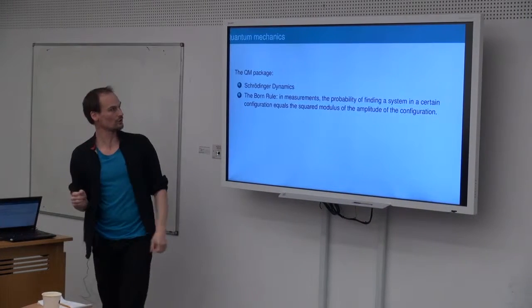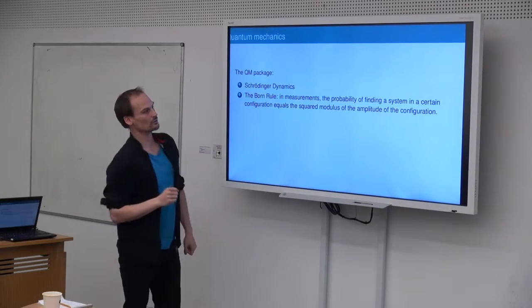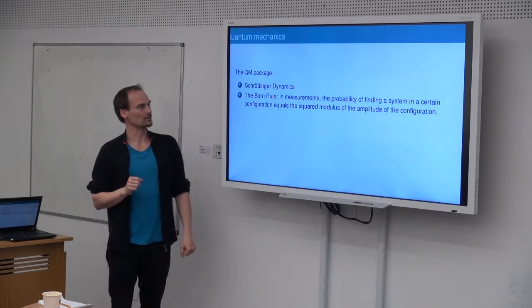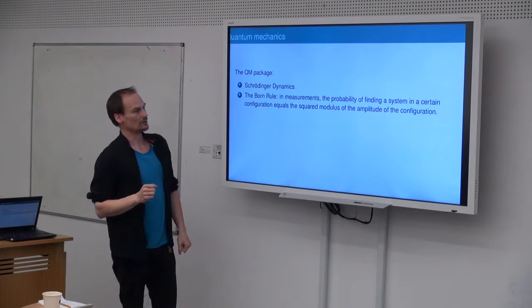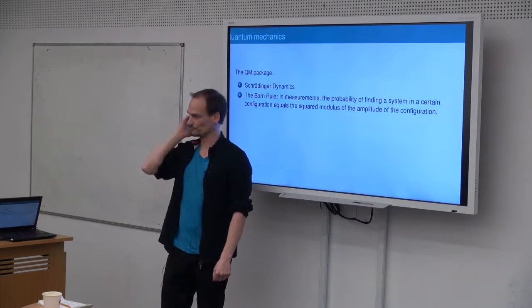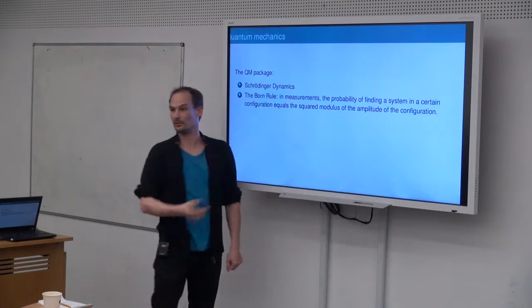And then we have the Born Rule, as I mentioned. The Born Rule, which says that when you measure, the probability of finding a system in a certain configuration equals the squared modulus, the squared length of the arrow of the configuration. That's what quantum physics says. And what I want to know is, what does that all mean?